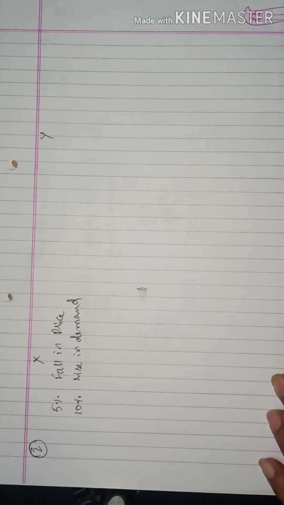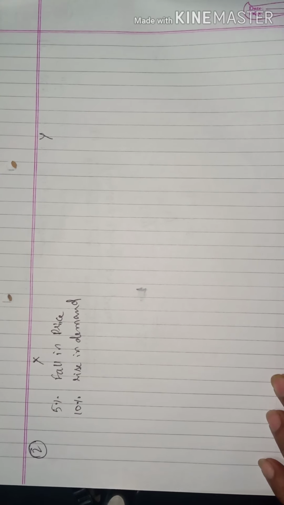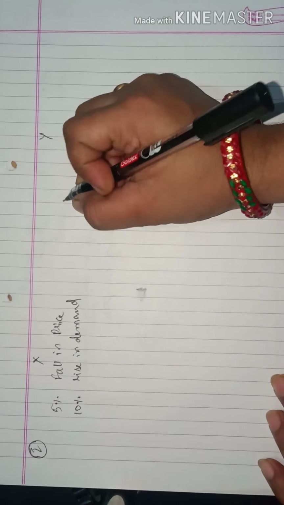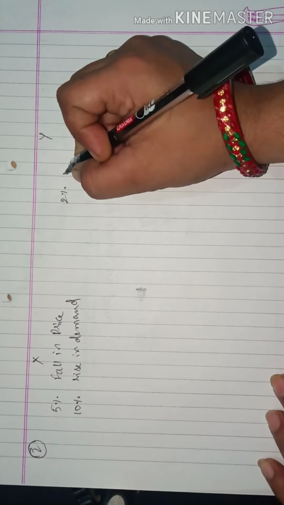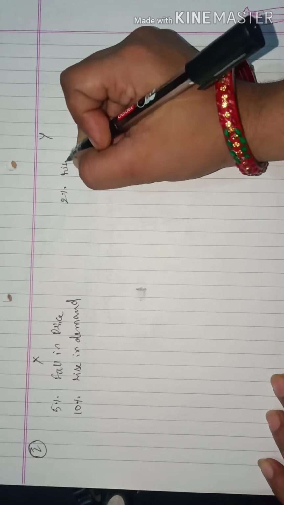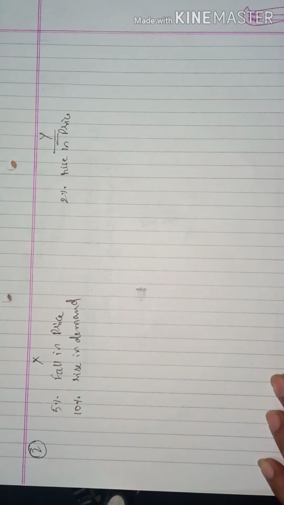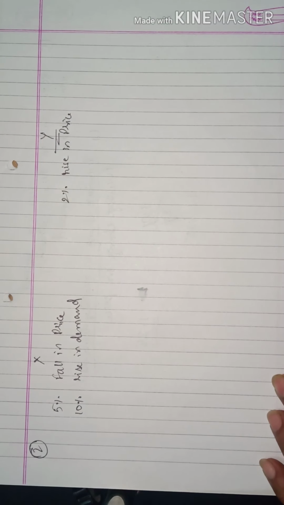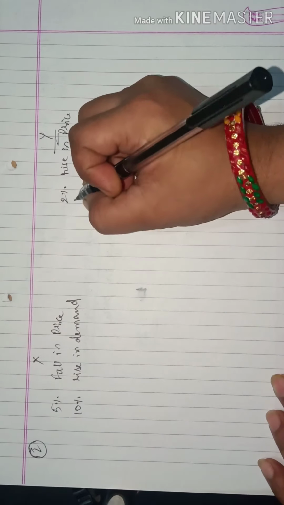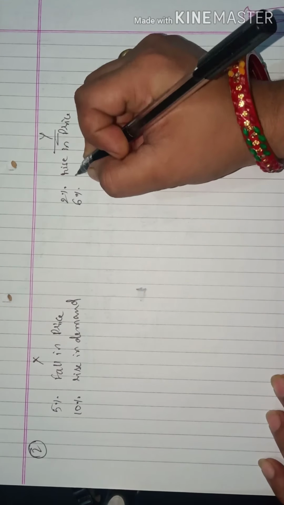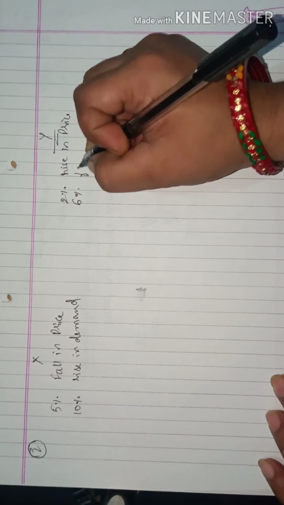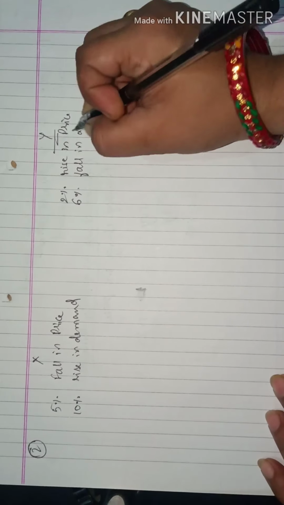Now a 2% rise in the price of Y. What they have said is, there is a 2% rise in the price of Y. Okay, now what is the next one? They said a 6% fall in demand. So what is the fall in demand? That is a 6% fall in demand.